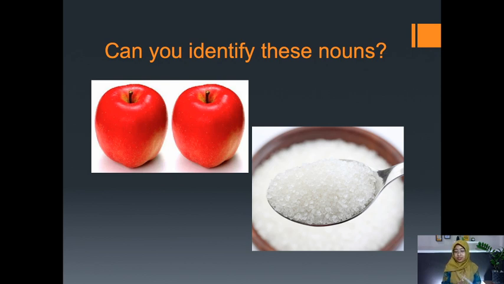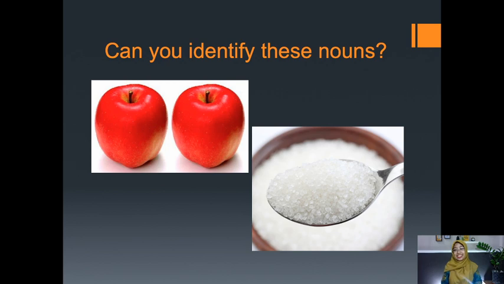There are 2 apples on the screen, and then you can see the sugar. Do you know how much sugar there is in the bowl? Can you guess how much it is? I bet you can't. Why? Because we need to measure it. We need to count it first by using a standard measurement. So, can you identify the difference? The apples on this screen represent the countable noun, and the sugar represents the uncountable noun.